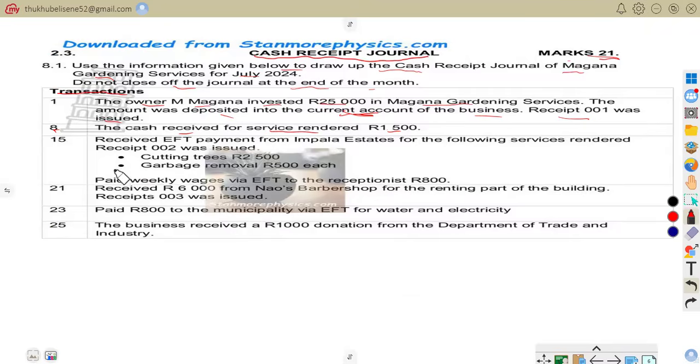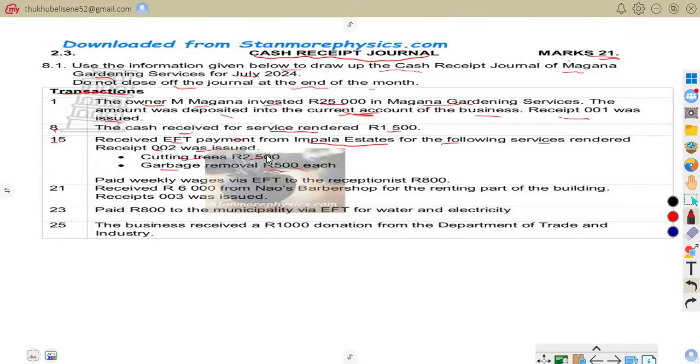So on the 15th, received electronic funds payment from Impala Estates. So it means Impala Estates is the one that pays. It paid us through the EFT, the electronic funds transfer, for the following service rendered, receipt 002 was issued. That is for cutting trees, 2,500, garbage removal for 500 each.